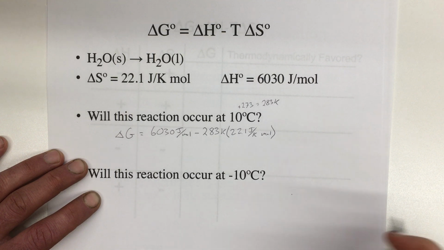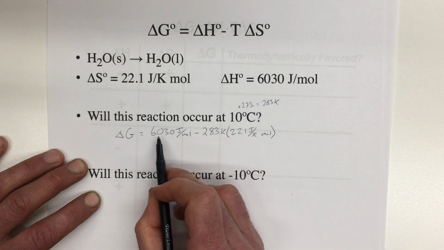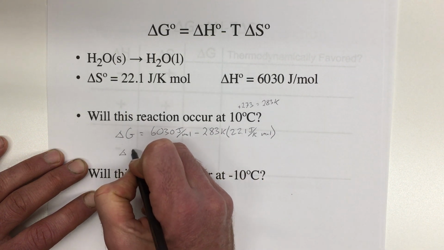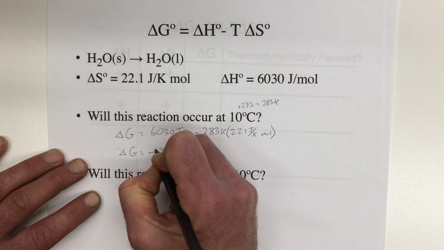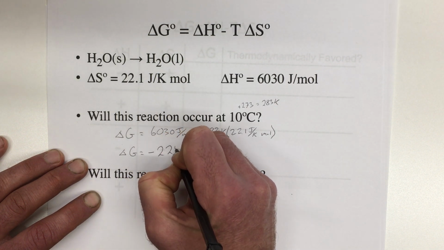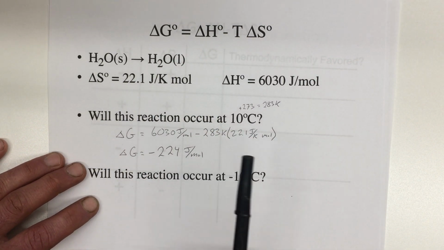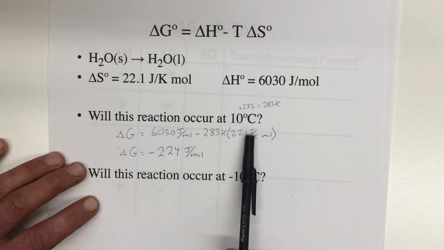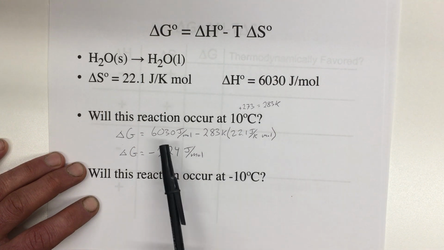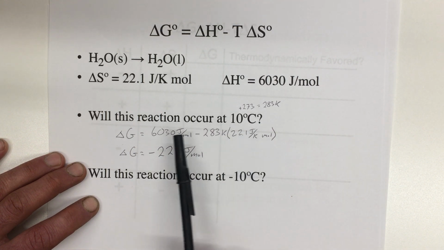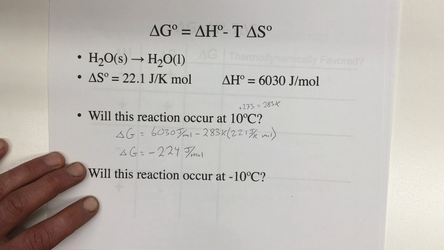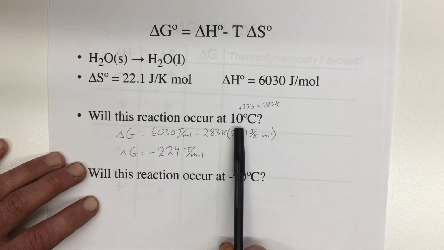When we multiply these together and subtract from this number, we get delta G equal to negative 224 joules per mole. This was in joules, and this was also in joules, so you could just subtract them. Frequently though, this will be in kilojoules, so make sure you make them both into the same unit before you try to subtract. And so this is delta G for this reaction at 10 degrees Celsius.